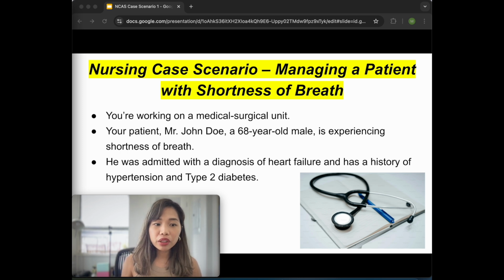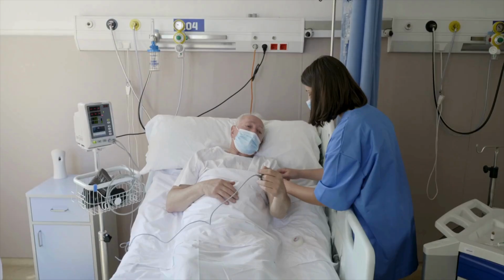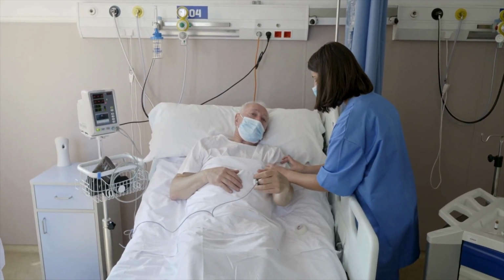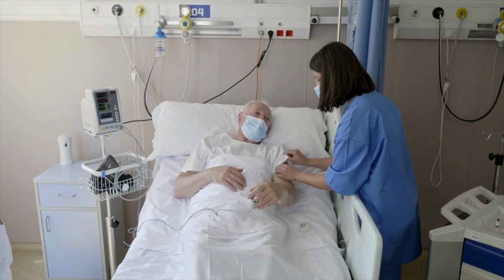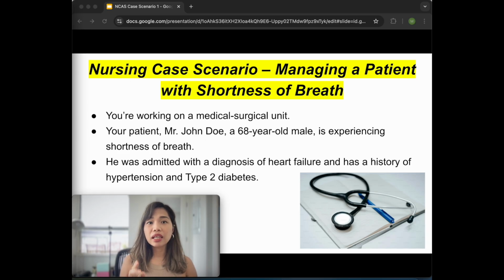The next thing I would look at in this case scenario would be the patient's admitting diagnosis, which is heart failure, and the patient's medical history, which are hypertension and type 2 diabetes, because that's very critical for several reasons. The first reason would be knowing the diagnosis and the medical history will guide your focus assessment and your prioritization. And that is one of the main things that they are assessing during your NCAS or Inspire Global assessment. Are you able to prioritize, right, your nursing actions and also your focus assessment?